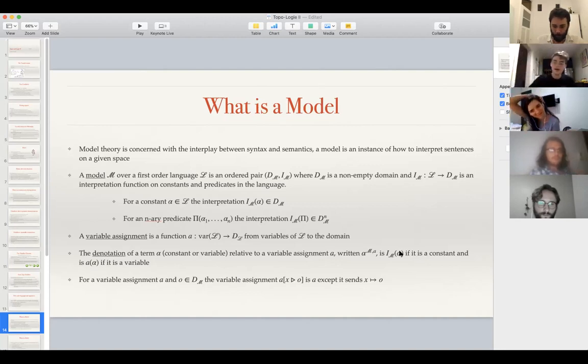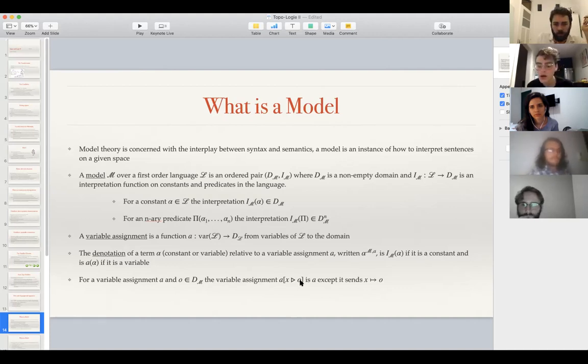Okay, left. And then if alpha is a constant, then you just plug it into the interpretation function and see what comes out. And this last little piece of notation: if I have a variable assignment A, this symbol, X triangle O, just says I'm going to replace X with O. It's just changing one value.